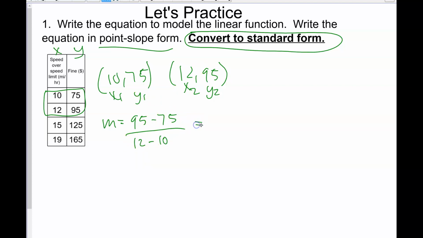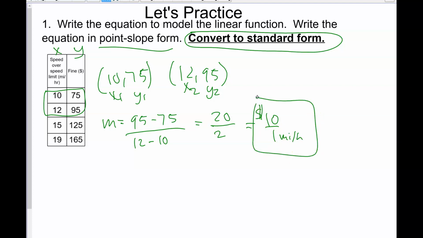So in this example, if we're kind of interpreting what this means, if it's a change in $20, right, that's a change in 2 miles per hour, which is also like saying 10 over 1, right? Or $10 for every mile per hour. What happens here? Miles per hour that you go over the speed limit, okay? So just keep that in mind when we're answering these questions. So we need our slope. We need one of our points.